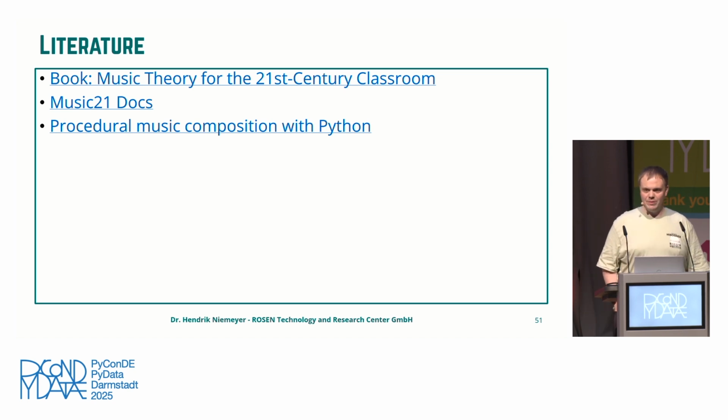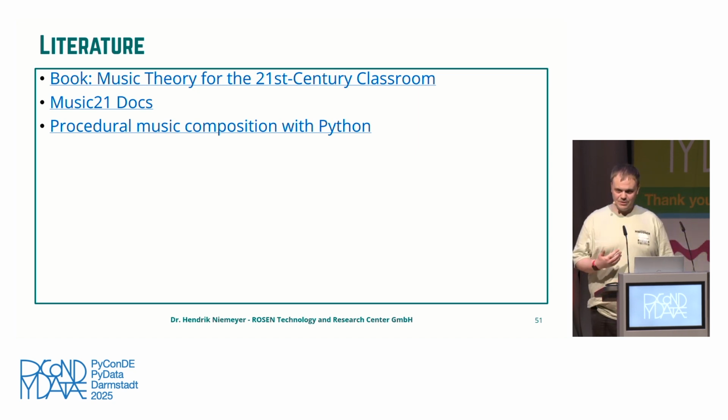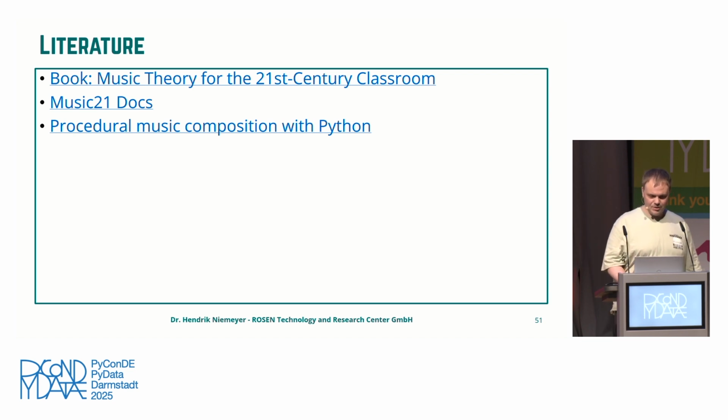So I already recommended you the book Music Theory for the 21st Century Classroom to learn about basic music theory. I would also recommend you, if you're interested in creating music, look at Music21 and its docs. And there's also a really nice paper called Procedural Music Composition with Python, which goes into the direction of creating minimal music using Music21, which is also really, really cool.